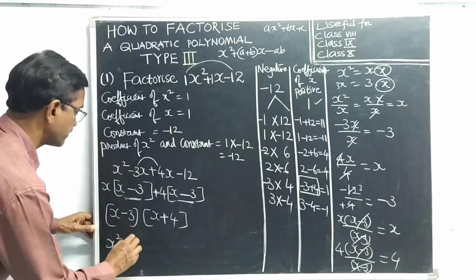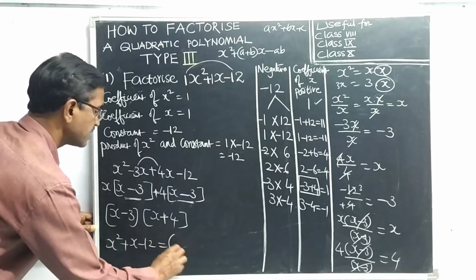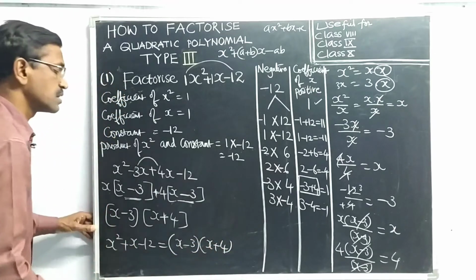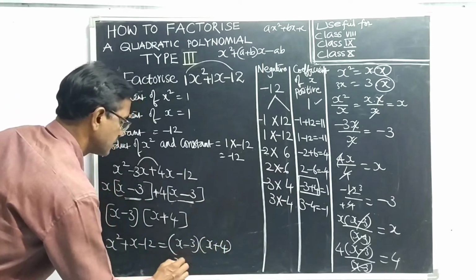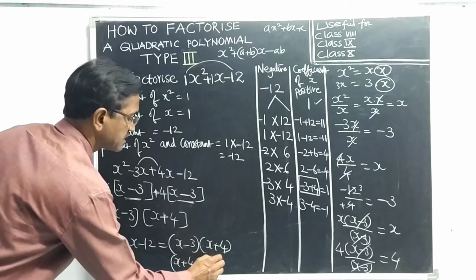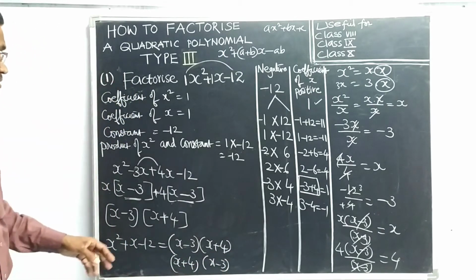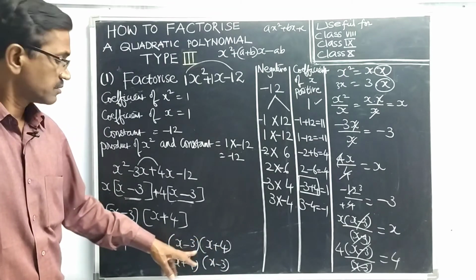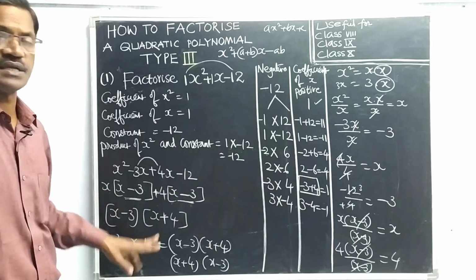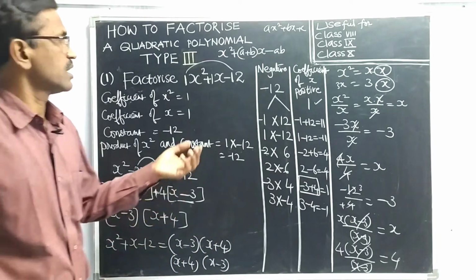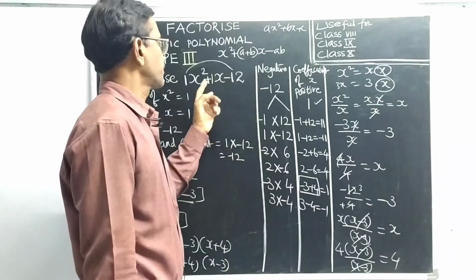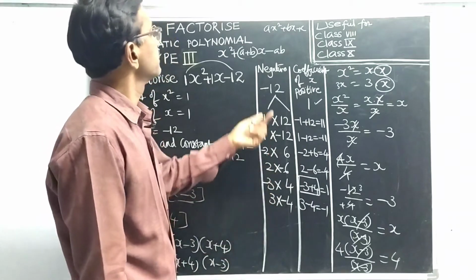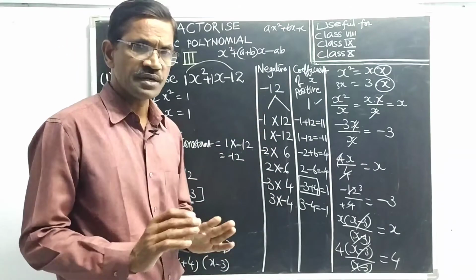Therefore, x square plus x minus 12 can be written as x minus 3 into x plus 4, or it can be written as x plus 4 into x minus 3. You can write in any way. By multiplying these two linear polynomials, again we will get this one only. So you have to keep in memory that the product is negative, you have to factorize like this, and here we have to subtract, you should not add.